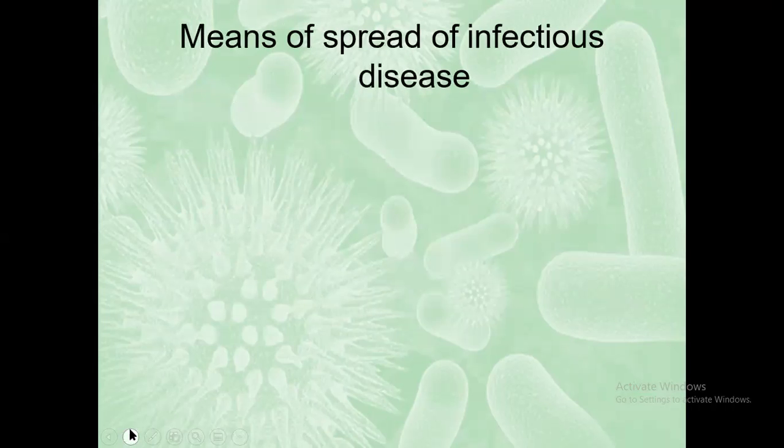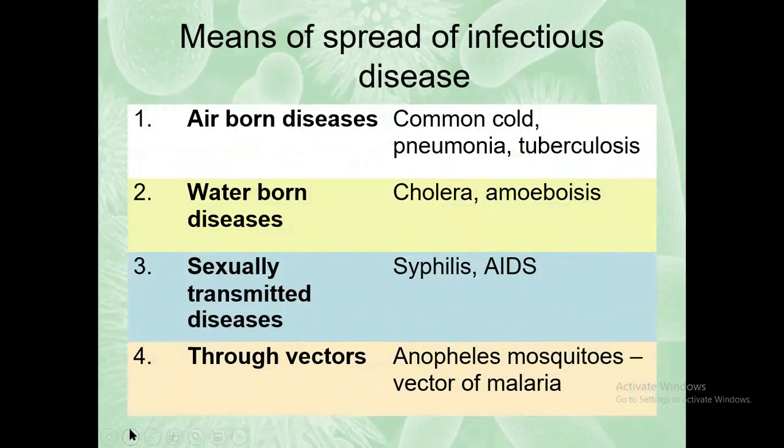Means of spread of infectious disease. Different means are there, like some diseases are spread by air, some by water, some by sexual transmission, and some through vectors. If a disease is spreading via air, that type of disease is known as airborne disease. For example, common cold, pneumonia, and tuberculosis. If the means of spread is water, that type of disease is known as waterborne disease, like cholera and amoebiasis.